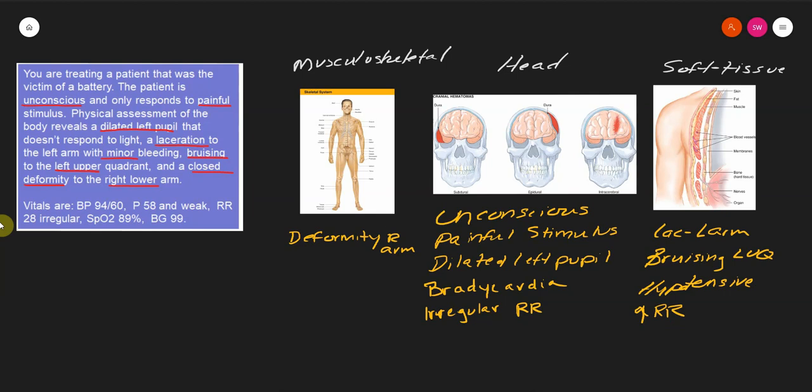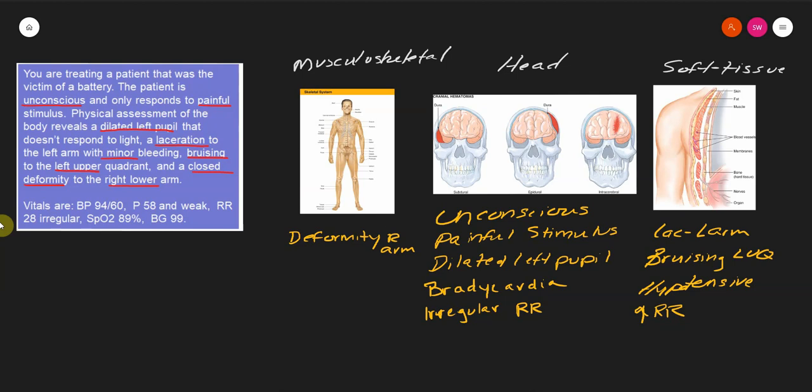So now I'm looking at these things, right? And out of everything that I found, only one thing really falls into musculoskeletal, so this is probably not going to be an immediate life threat that I need to be concerned about. Now I'm looking in here that the patient is unconscious, only responding to painful stimulus. They've got a dilated left pupil, they have a low heart rate, and they have an irregular respiratory rate. All of these things are screaming closed head injury to me.